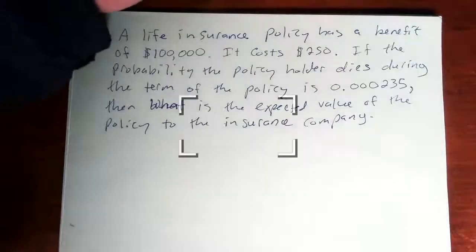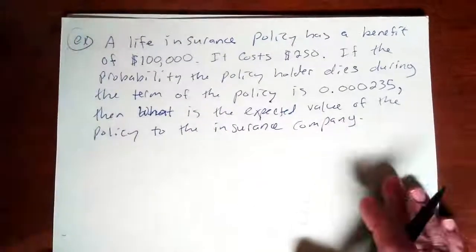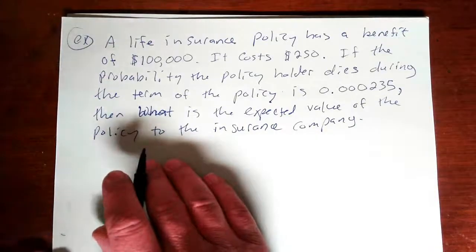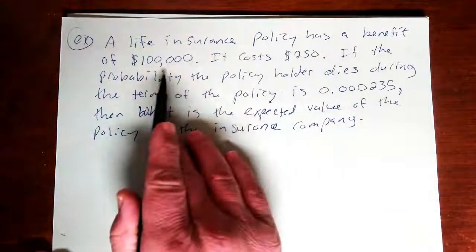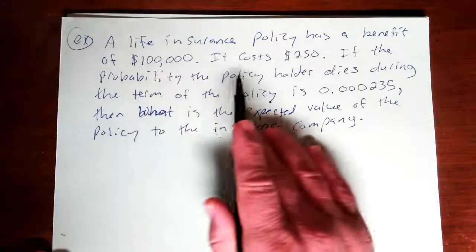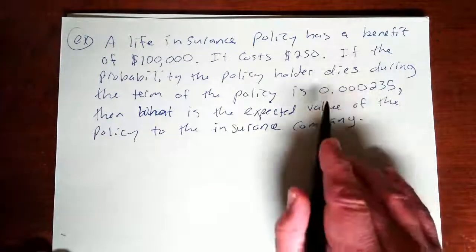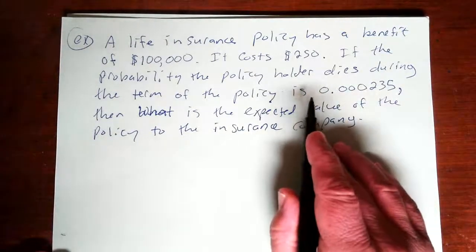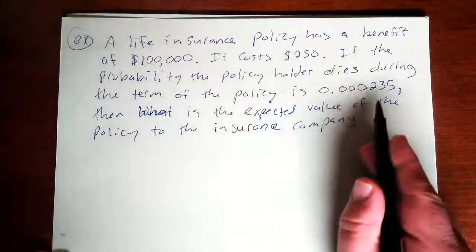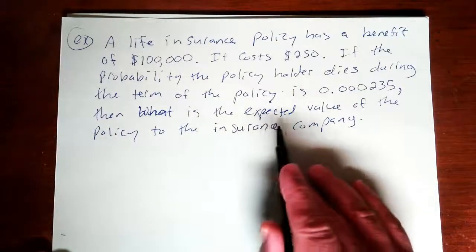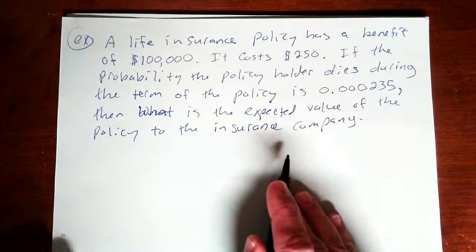Let's look at one more example of expected value. This time it involves a life insurance policy. A life insurance policy has a benefit of $100,000 and the policy costs $250. If the probability that the policyholder dies during the term of the policy is this really small amount, then we want to find the expected value of the policy to the insurance company.